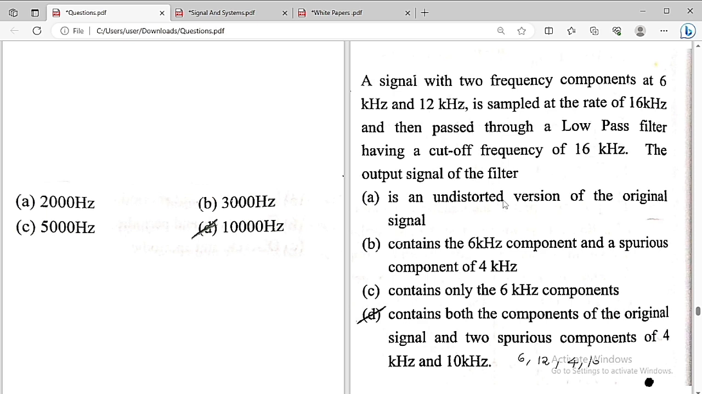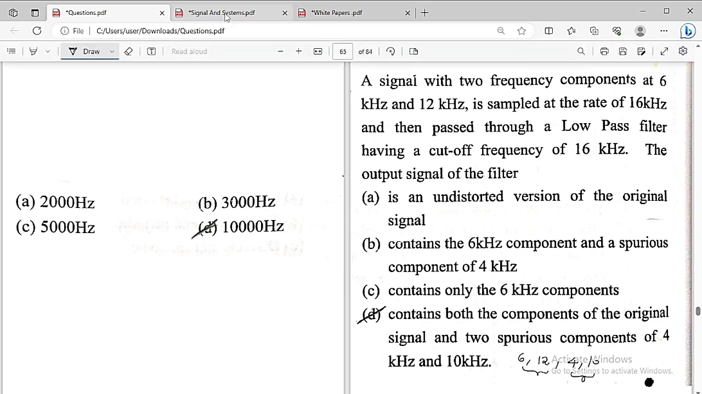So these are the original signal frequencies, and these are the extra frequencies which are going to be present in the output signal of this filter. So listen carefully. The output signal of the filter is going to contain the frequencies of the original signal, which are 6 kilohertz and 20 kilohertz, and also two extra frequencies, which are 4 kilohertz and 10 kilohertz. So option D is the correct solution of this question.